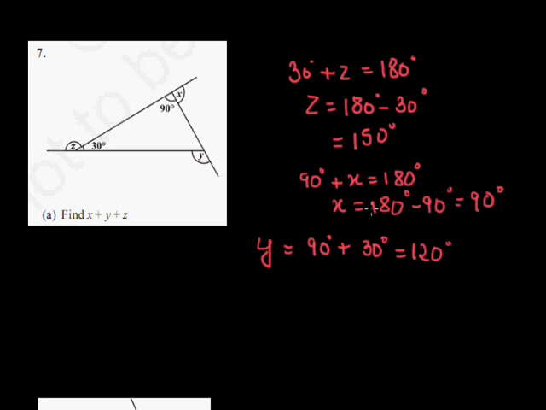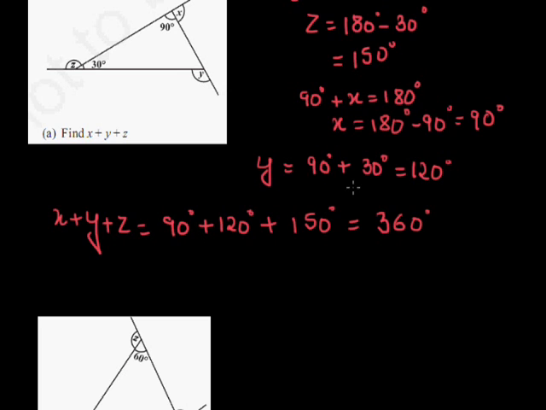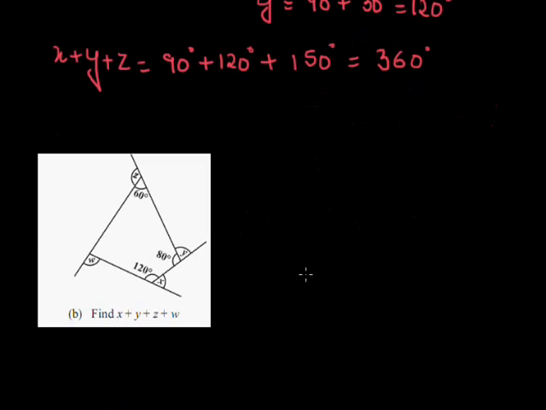Now the value of x is equal to 90 degree, y is 120 degree and z is 150 degree. So to get the value of x plus y plus z, I can write 90 degree plus 120 degree plus 150 degree, that is equal to 360 degree. It has proven the property that x plus y plus z is equal to 360 degree.